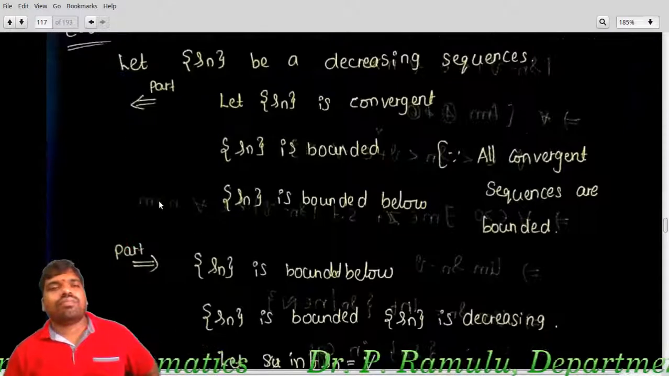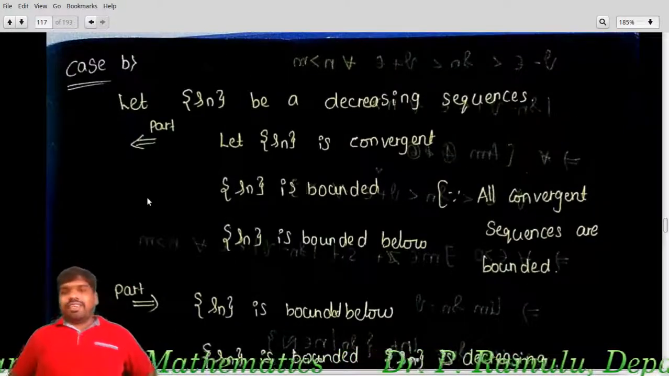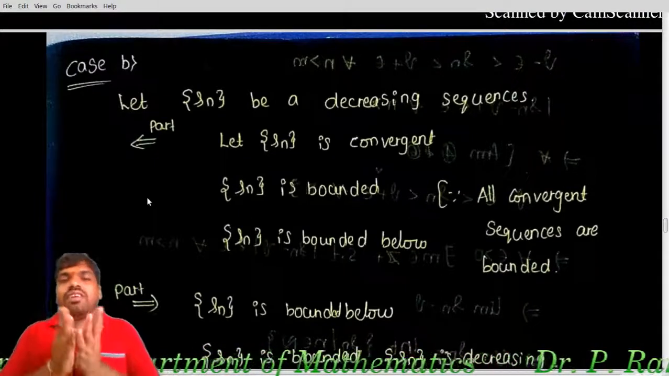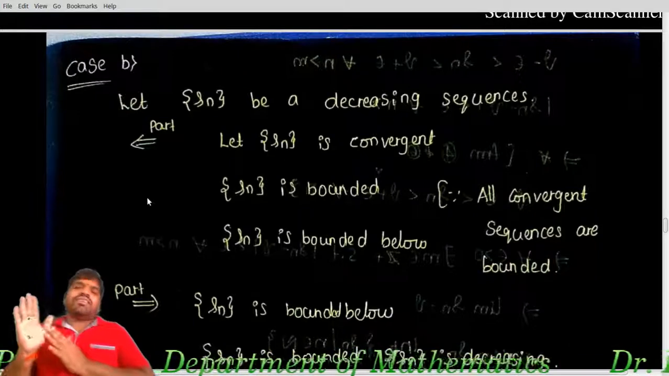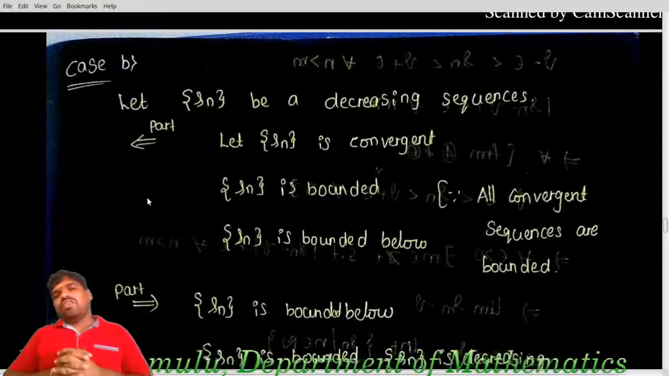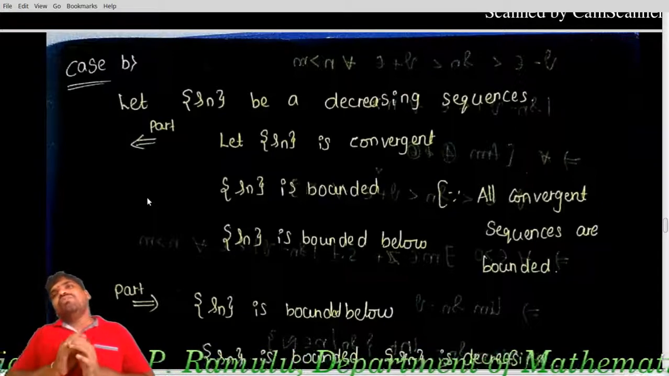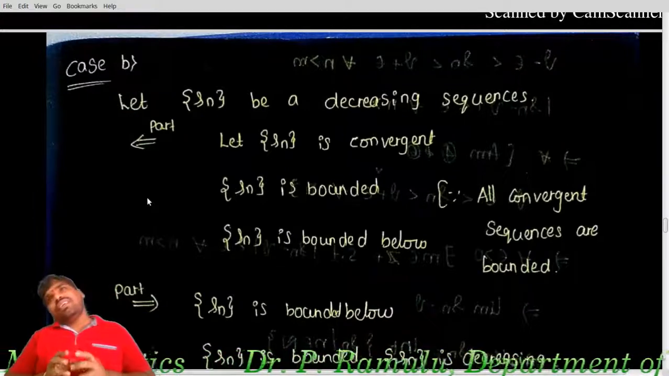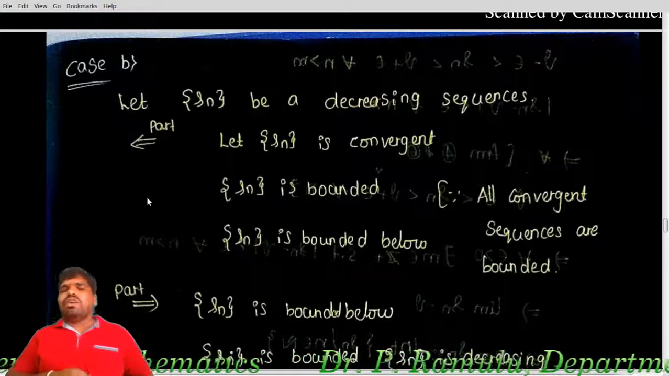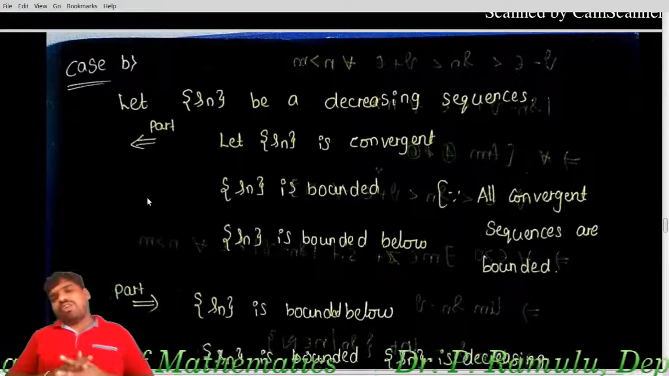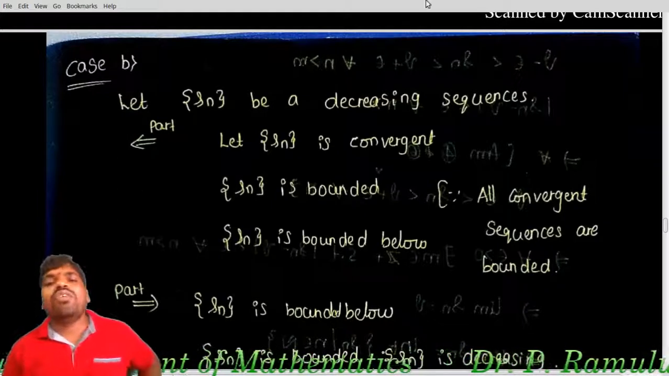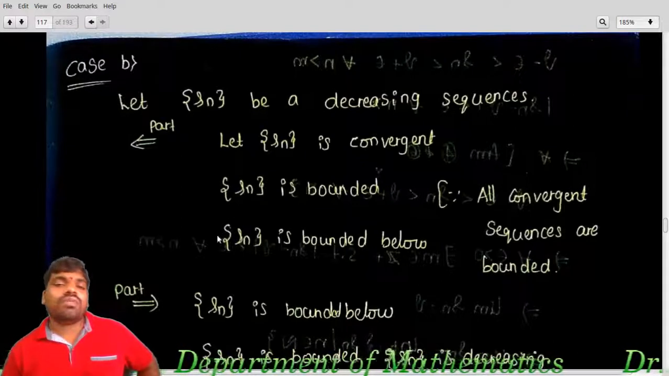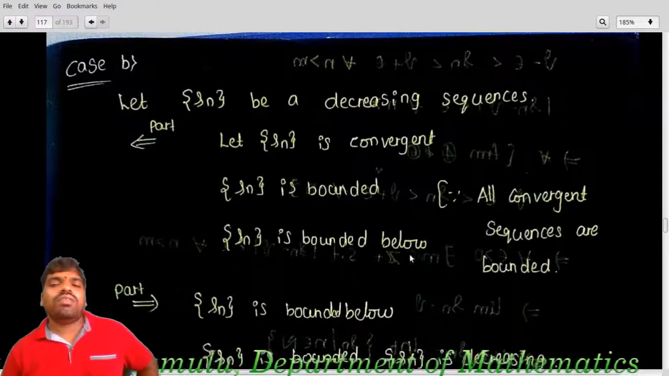Case B. Let us say that Sn is a decreasing sequence. The first part we already took. Let Sn be convergent. That means it converges to the infimum here, since it is bounded and decreasing. I want to show that it is a bounded below sequence. We know that all convergent sequences are bounded, so Sn is bounded. If Sn is bounded, Sn is a bounded below sequence.